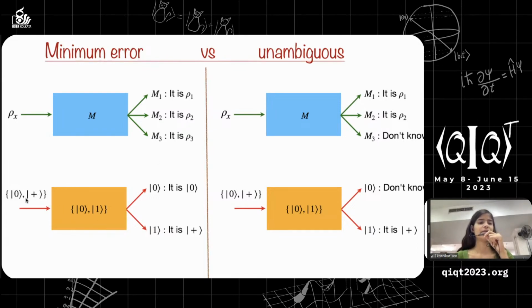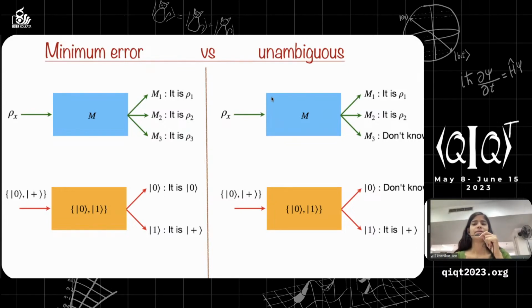For example, if you know the state is 0 or plus, you can measure in this 0 1 basis. If you get output 1, you can surely say the state is plus. If you get the output 0, you can still guess maybe the state is 0, but this can be a wrong answer, because even if the state is plus, there is a finite probability of getting 0 as output.